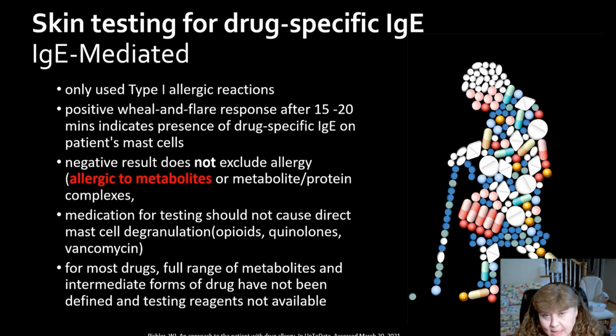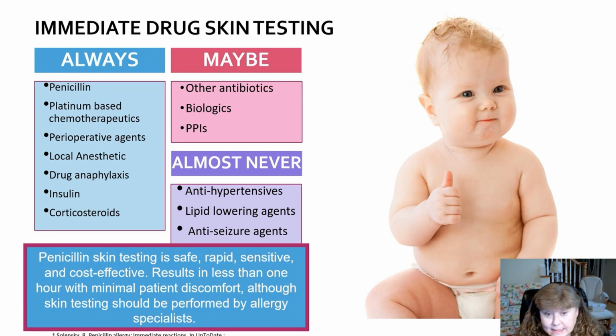And then there are some drugs that actually directly cause the mast cells to degranulate. These are usually your narcotics like opioids, sometimes even vancomycin. If we try to test to it, it gives us a lot of false positives. So it's a little bit tricky, but there are some resources that say there are some drugs you can test.